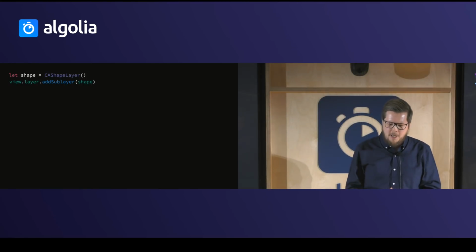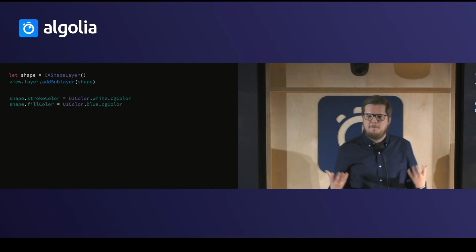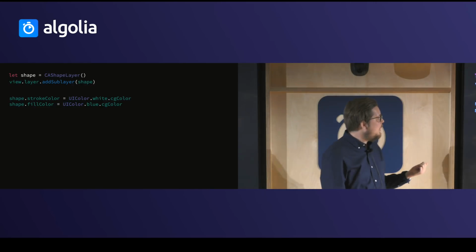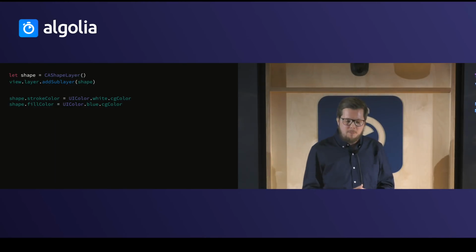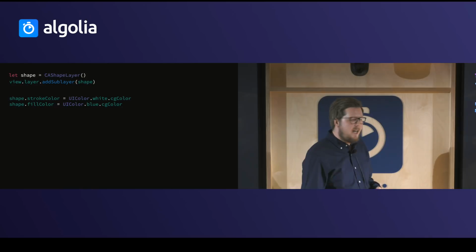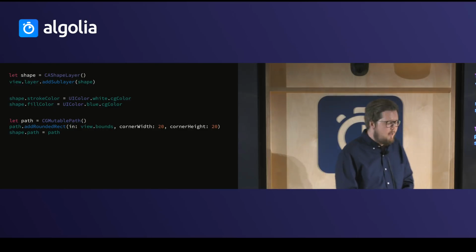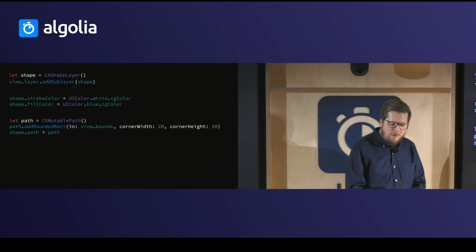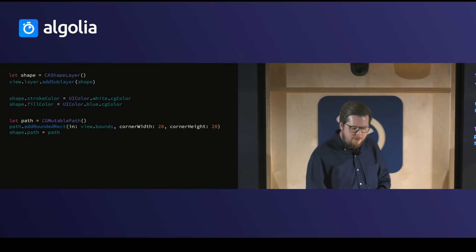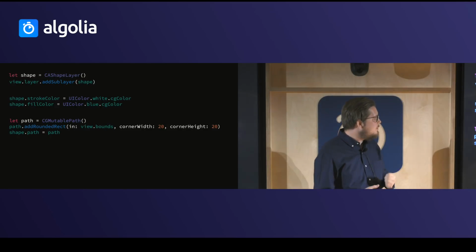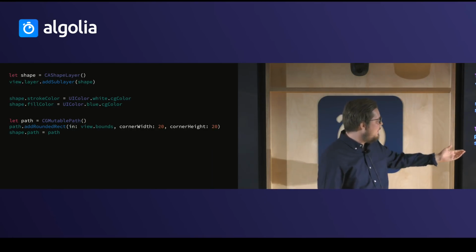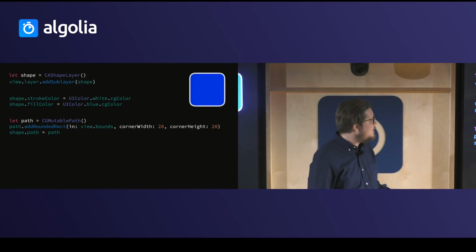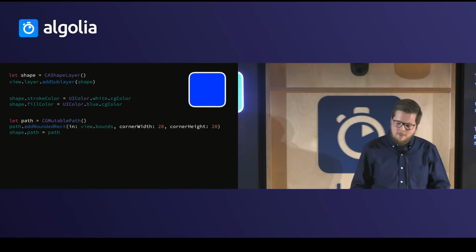To start setting things up, we're going to set the stroke color and the fill color of our shape. In this case, we want the lines to be white, and we want to fill it with blue. So this is the setup process. Now let's actually start drawing. To do that, we're going to use a path. In this case, we're going to use an instance of CGMutablePath, and we're going to start by adding a rounded rectangle. To do that, we're going to use the bounds of the view, and set some corner width and corner height. So if we now assign this path back to our shape and run this code, we're going to see a rounded rectangle in the rendered result.